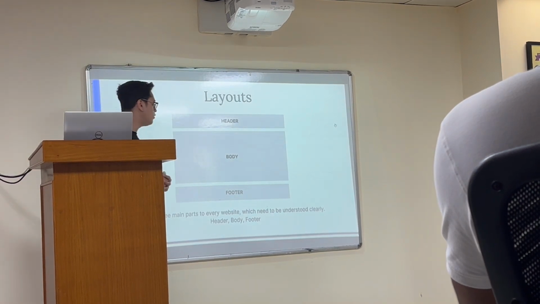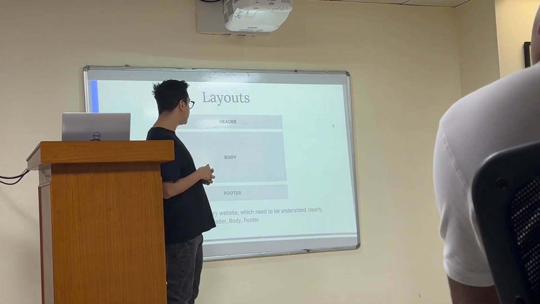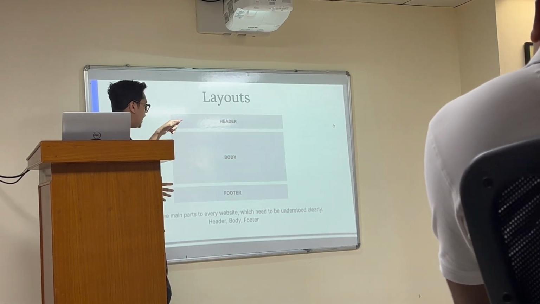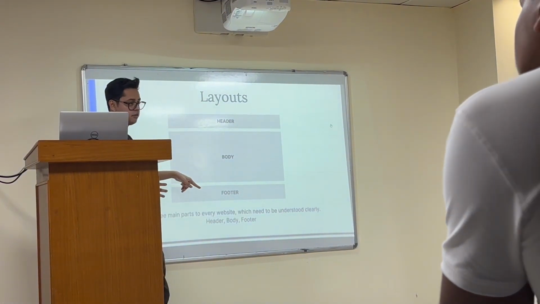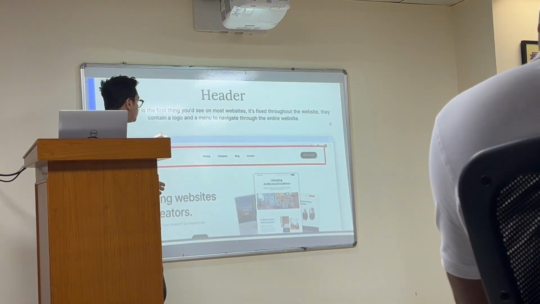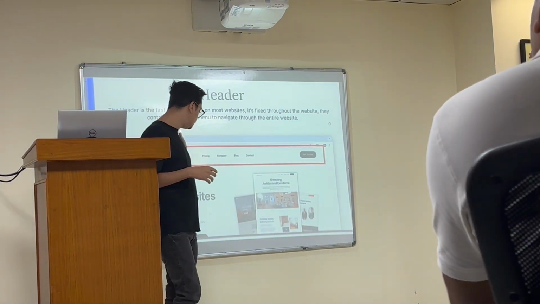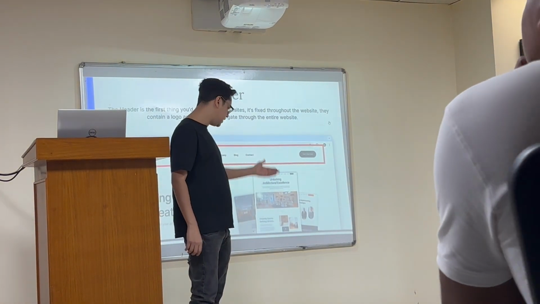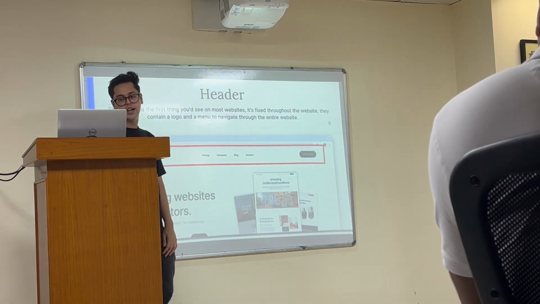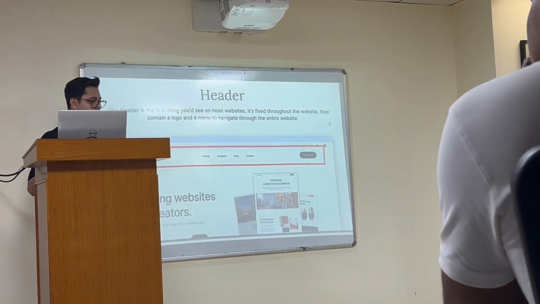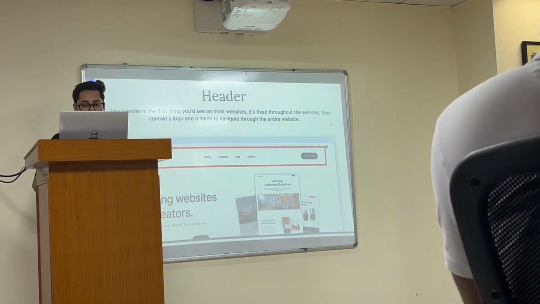Now, while designing the website, there are three main components that you need to understand about every website. The first is the header, the second is the body, and the third is the footer. The header is the first thing that you see on most websites. It's usually fixed. It has a logo, it has a navigation bar, and it's optional to have a CTA on the website. The header will allow you to navigate throughout the entire website.